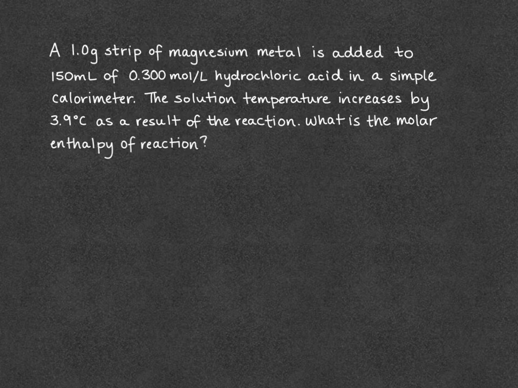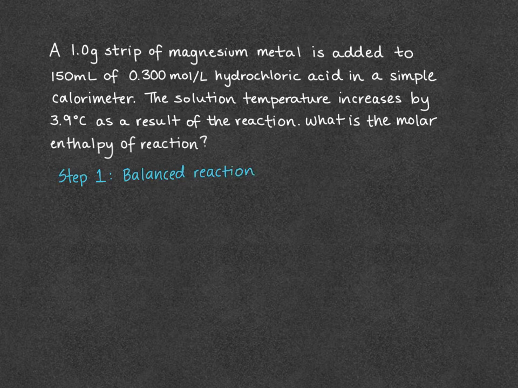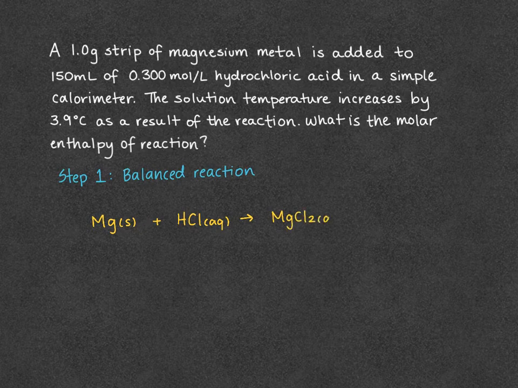For any calorimetry problem or any enthalpy problem, step 1 is going to be to write a balanced reaction. So we're going to do that now. In this reaction, solid magnesium is going to react with hydrochloric acid. This is going to be a single replacement reaction. So we'll make magnesium chloride and hydrogen gas, and hydrogen is diatomic. To balance this, we need 2 hydrochloric acids. We have our balanced reaction.